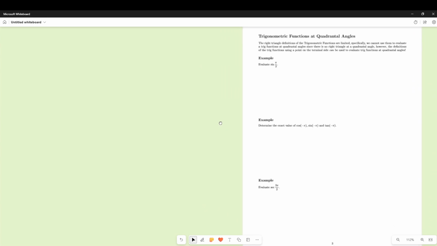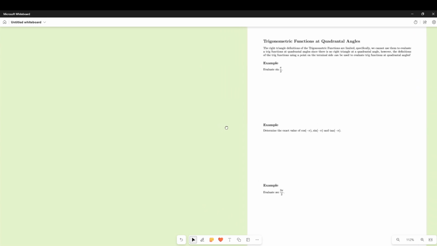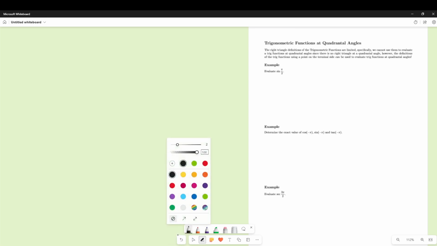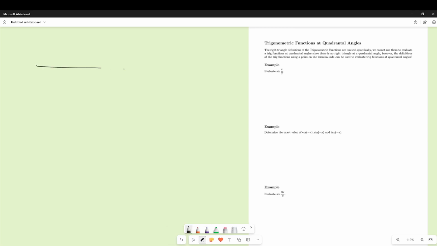Now, the place where these definitions get a little bit funny is when we start talking about our quadrantal angles. I used to call it quadrennial, but there's no I in there. Or quadrantal angles. So what happens if our angle is coterminal to 0 radians, or coterminal to pi over 2 radians, or whatnot?